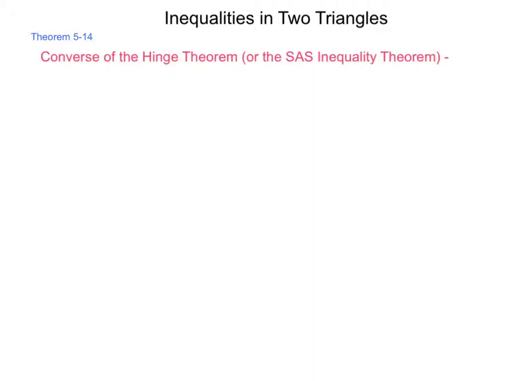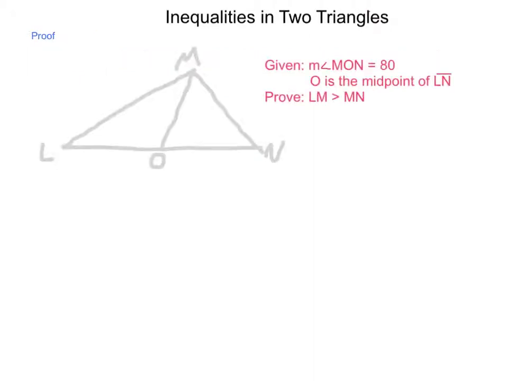So how can we use this when solving a problem? In this triangle, the given information is that the measure of angle MON is 80 degrees, so we will mark that, and that O is the midpoint of LN, so we have these two segments congruent. We need to prove that the length of LM is larger than the length of MN. So how can we do this using proof style?